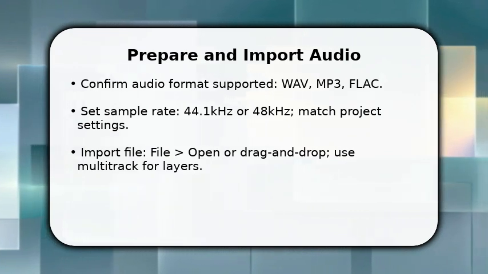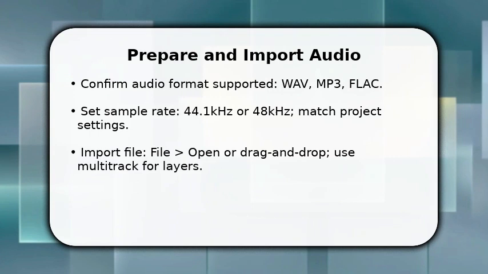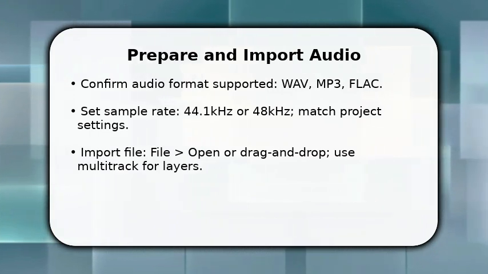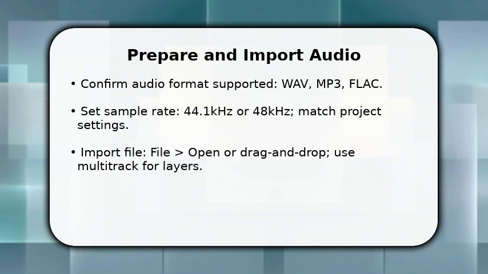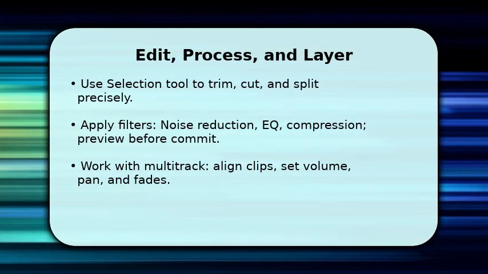Next, set playback and loop points and choose single file or multi-track mode, depending on whether you need layered edits or a simple track. Now you perform the core edits. Select segments and trim or split with keyboard shortcuts to keep workflow fast.